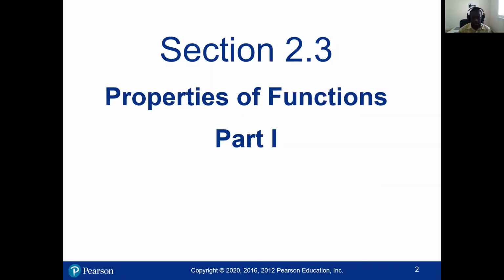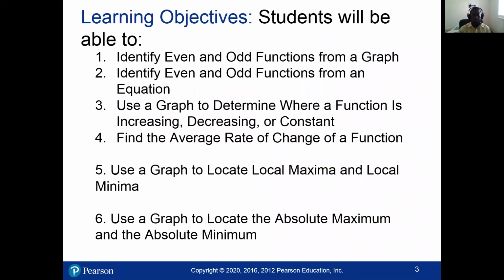Yes, class, this is the video for section 2.3. We're going to do this in two parts. This is the first part of the video, and this section talks about properties of functions. The following are the learning objectives. There are 6 of them. For this video, we'll cover the first 4, and then the second video will cover the last 2.